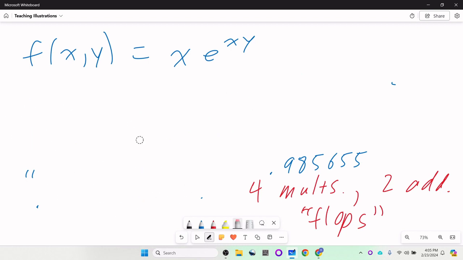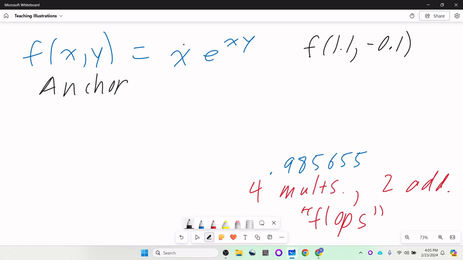Well, let's see how that would work. All right, so we were looking for the point 1.1, negative 0.1. So we need to choose an anchor point, and the anchor point needs to be one that we can plug in to this function or to its derivatives. So we'll just pick a point close to this. Anchor point will be 1 and 0. We'll just round these off to the nearest easy numbers.